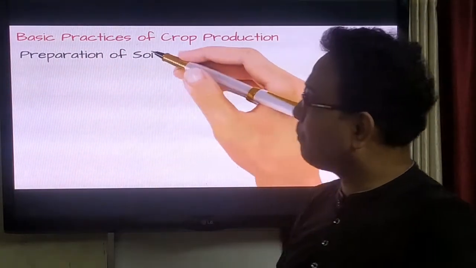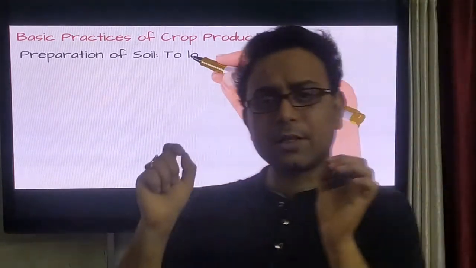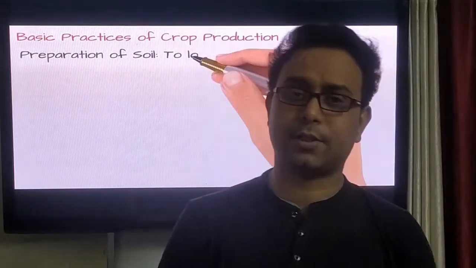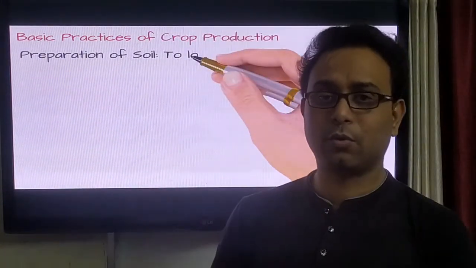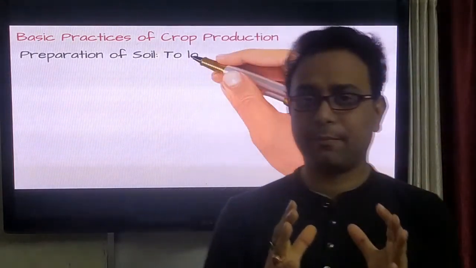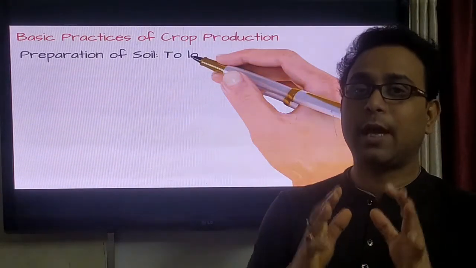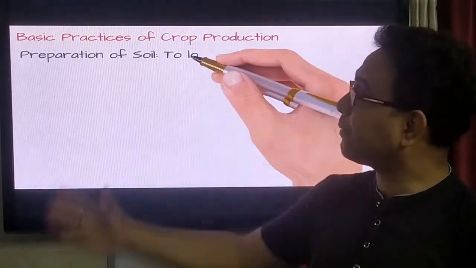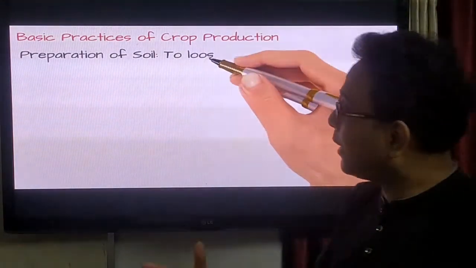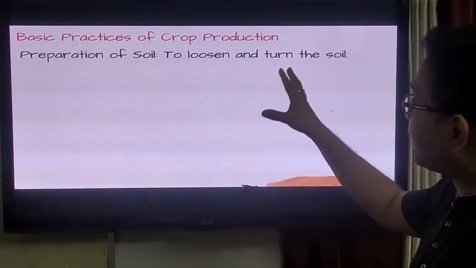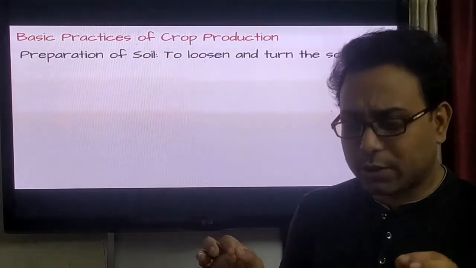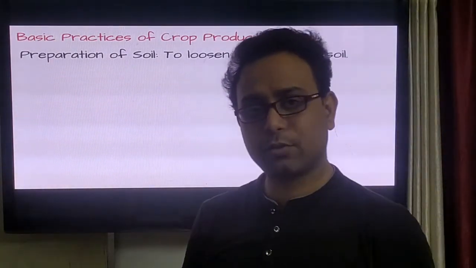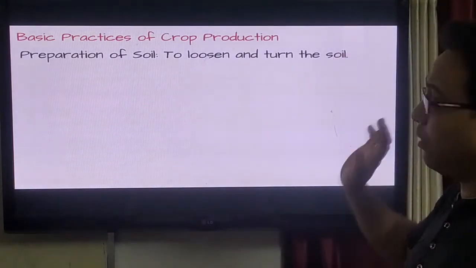Number one step, that is the preparation of soil. Preparation of soil is the first and most important step. Because if the soil is infertile, the plant does not grow. Because the plant takes nutrients from the soil. So the preparation of soil is the first step of the basic practice of crop production. Here we loosen and turn the soil. Because sometimes the soil is very tight, and you cannot put the seeds and they cannot grow in it. So loosen and turn the soil.